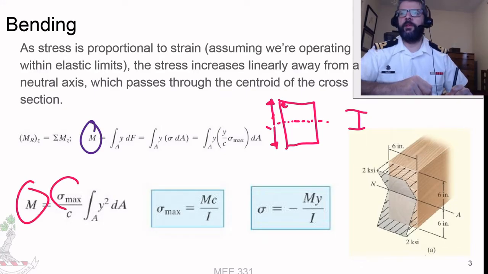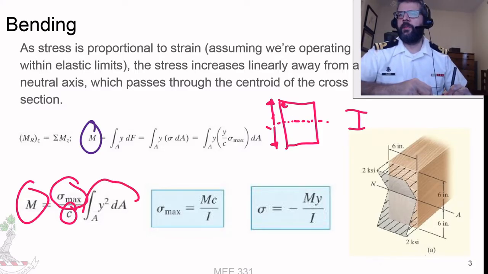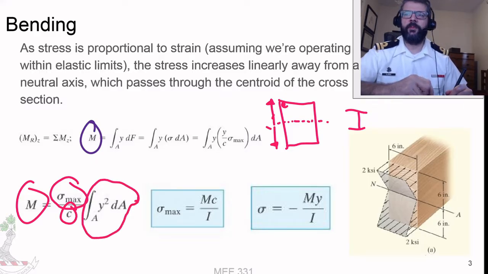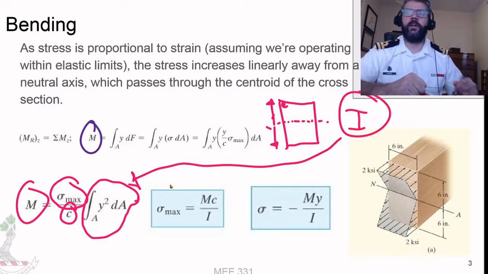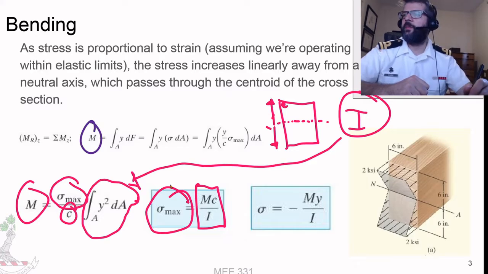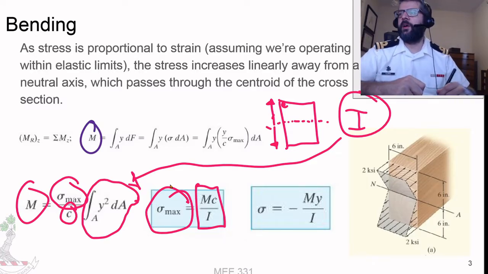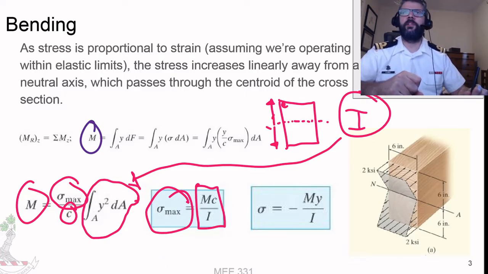So we've got M is equal to the maximum stress divided by c, where c is the maximum distance from the neutral axis, times this integral of y squared dA, and that's where we get to use the I being either maximum or minimum to make this substitution that is equal to I. So our maximum stress is just the moment times the maximum distance from the neutral axis, c, divided by I, and the stress in general is negative My over I. The negative sign there is due to our sign convention.